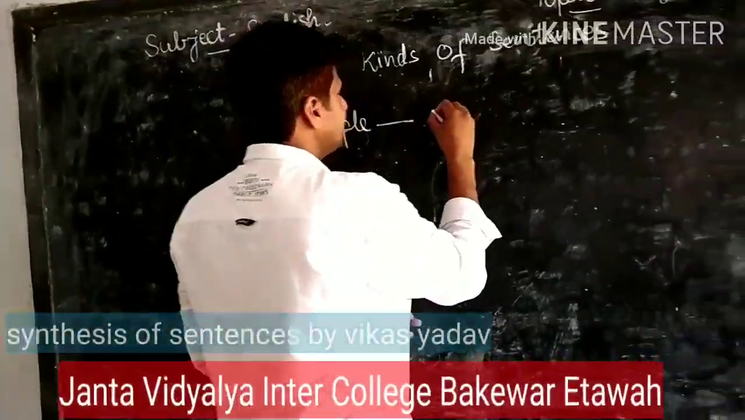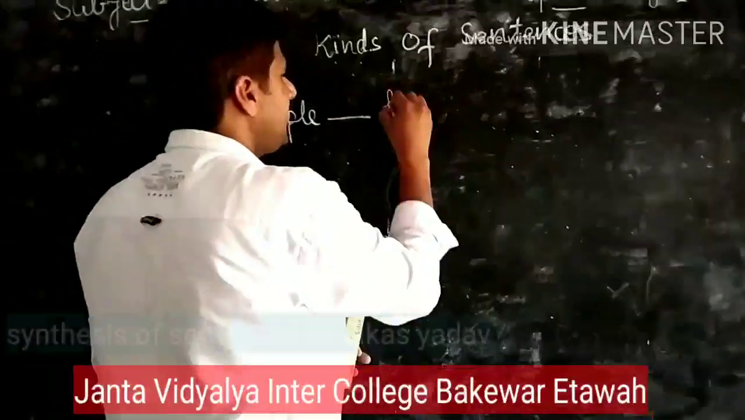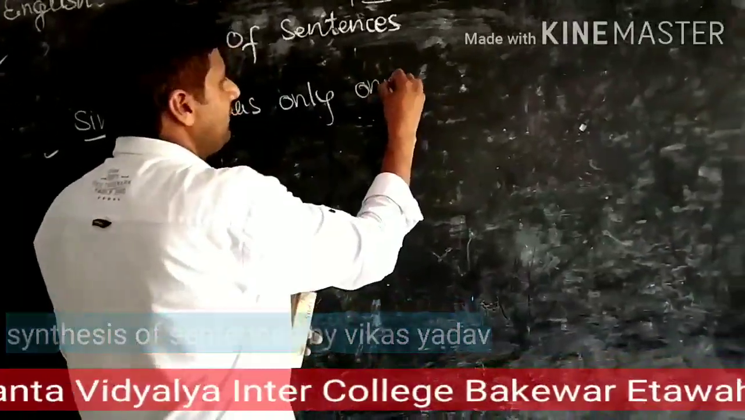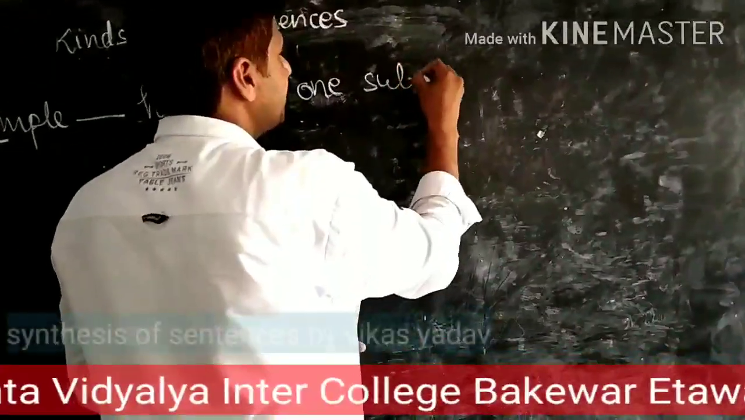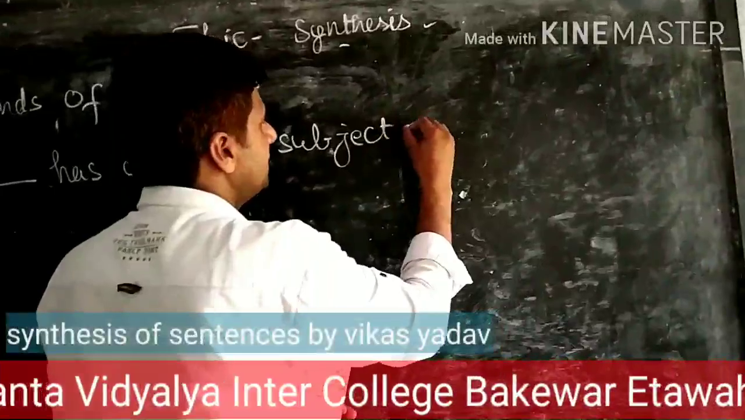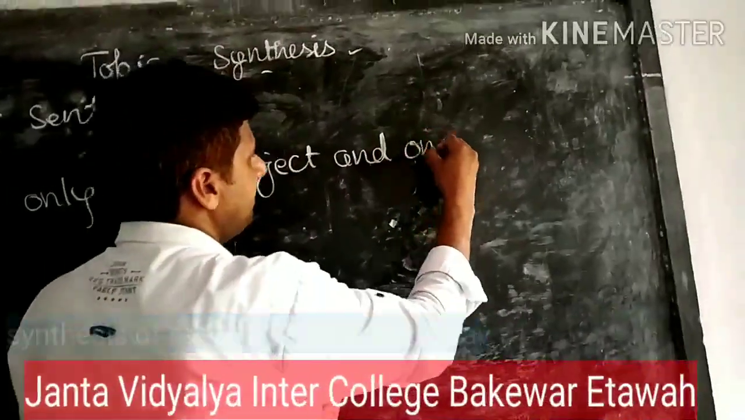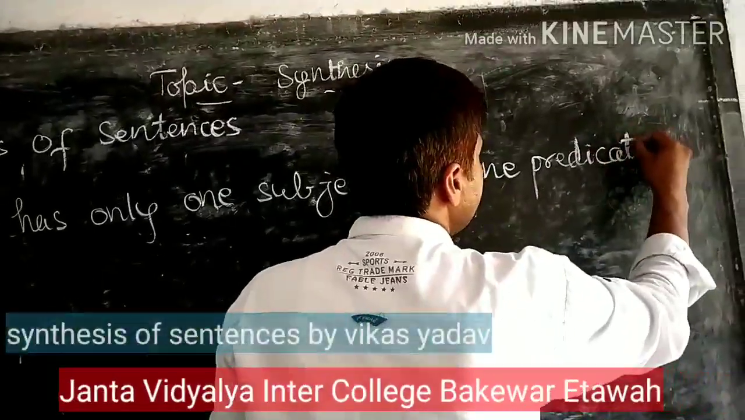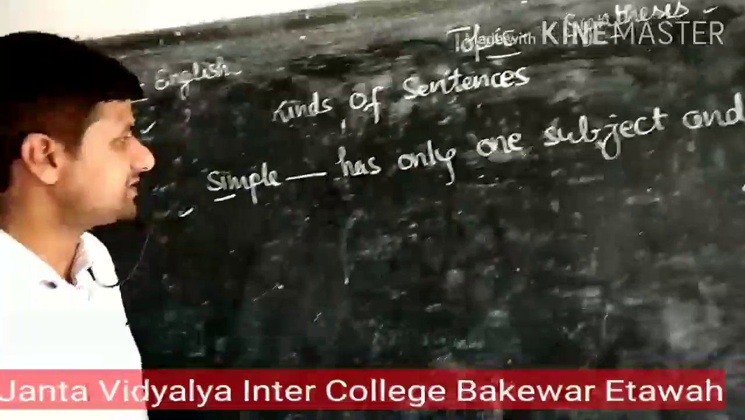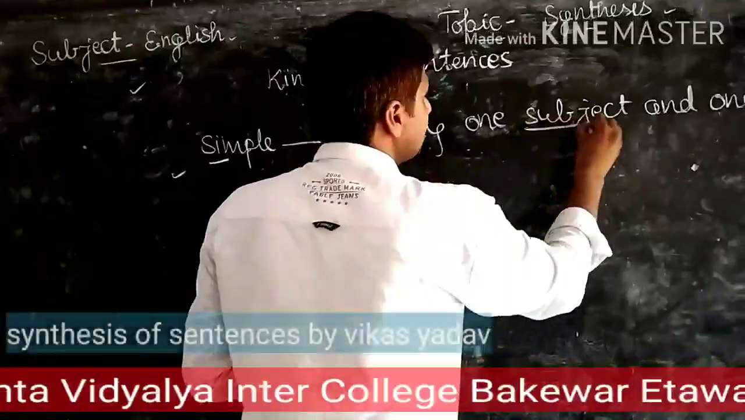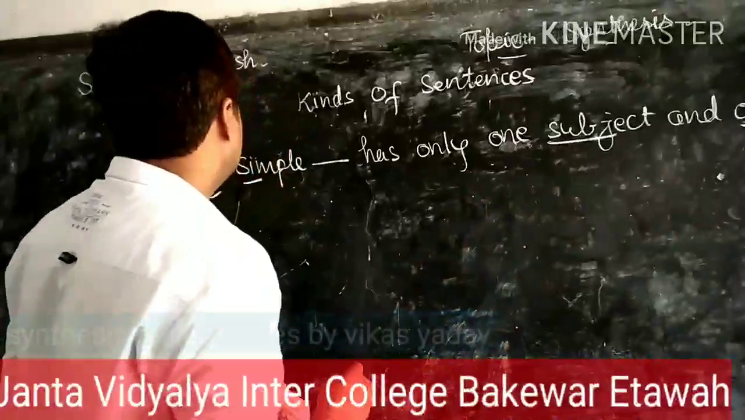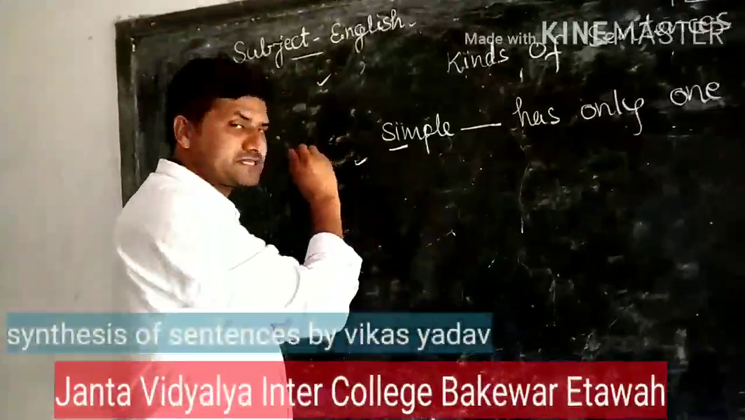A simple sentence has only one subject and one predicate. Means a sentence which has only one subject part and one predicate part. That sentence is called a simple sentence in grammar.